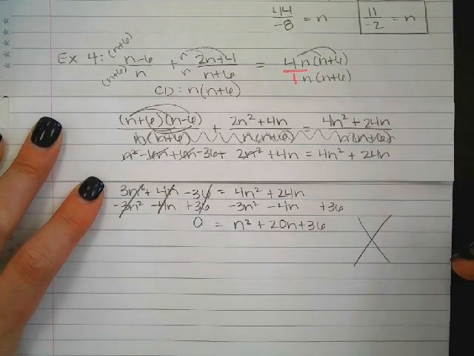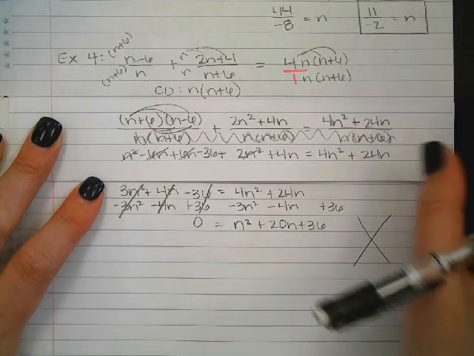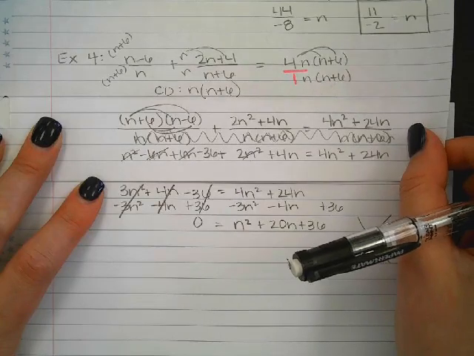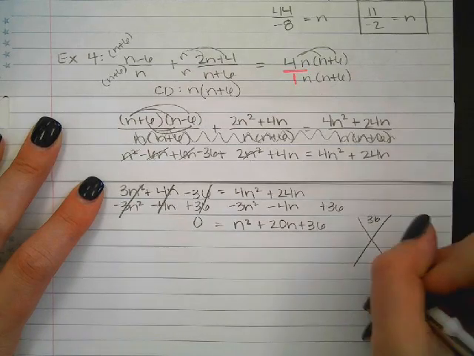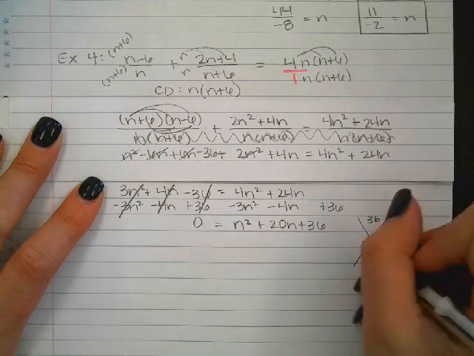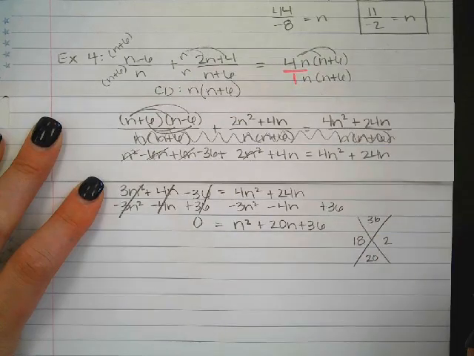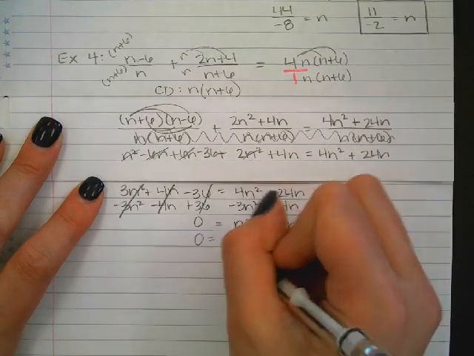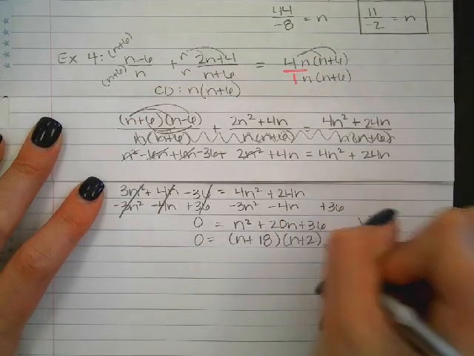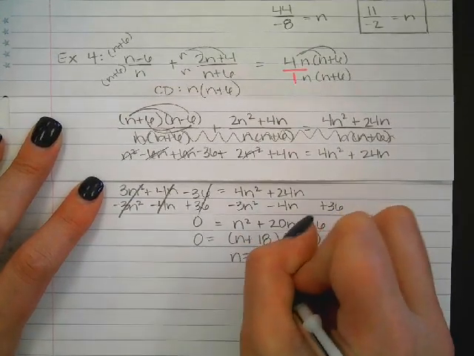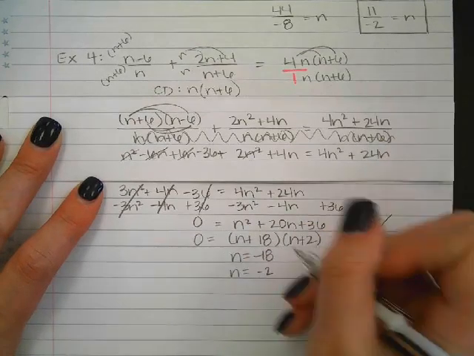So I am looking for two things that multiply to be a positive 36, but add to be a positive 20. And those numbers are 18 and 2. And so n equals negative 18, n equals negative 2.